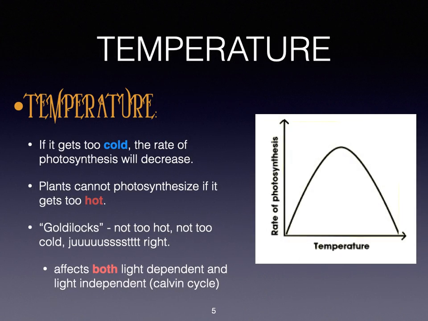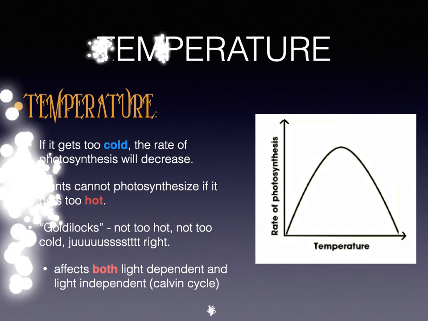Temperature. If it gets too cold, the rate will decrease, and if it's too hot, it won't work as well either. So it's kind of like the Goldilocks principle: not too hot, not too cold, just right for the plant. And again, plants have evolved for their particular environment. The temperature will affect both the light-dependent and the light-independent Calvin cycle.